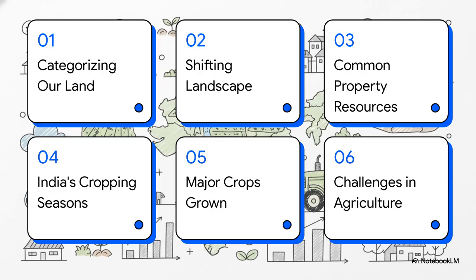Here is our agenda. We'll start by categorizing our land, look at the shifting landscape, examine common property resources, explore India's cropping seasons, identify major crops grown, and finally, confront the challenges in agriculture. We're going to take a macro to micro journey today, zooming all the way down from grand geographic principles to the daily struggles of the farmers working the soil.